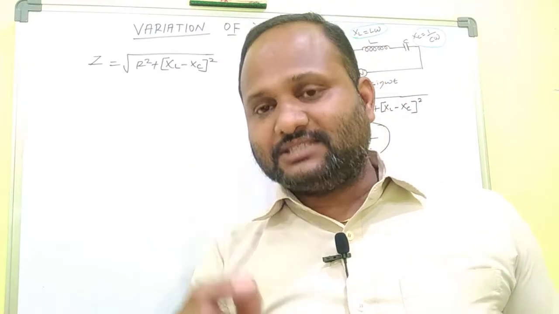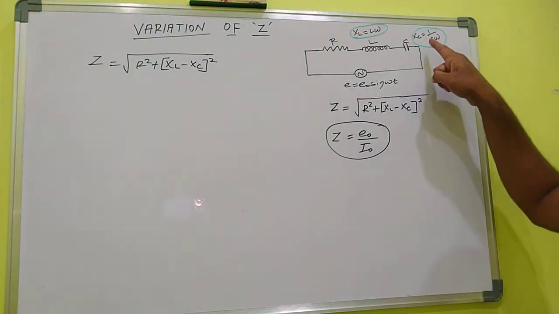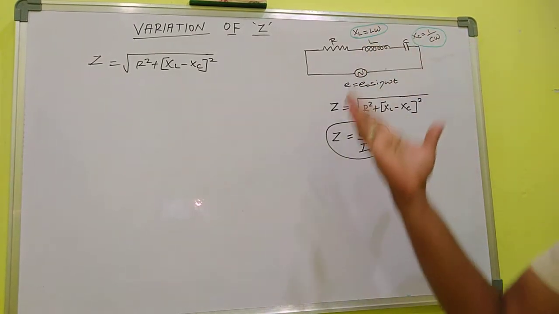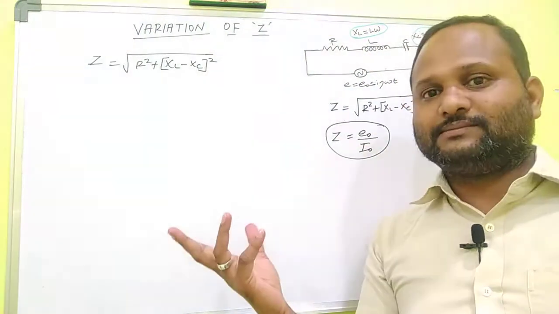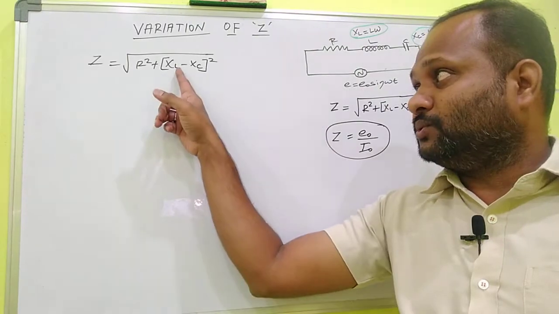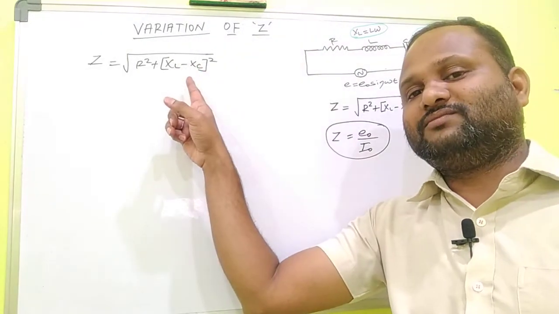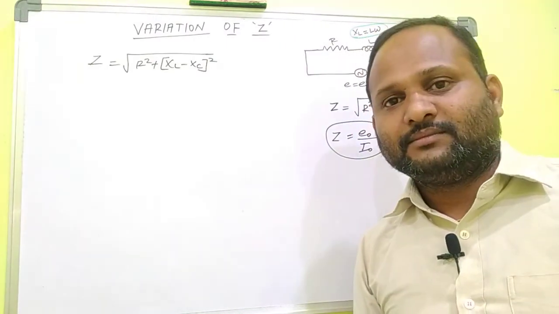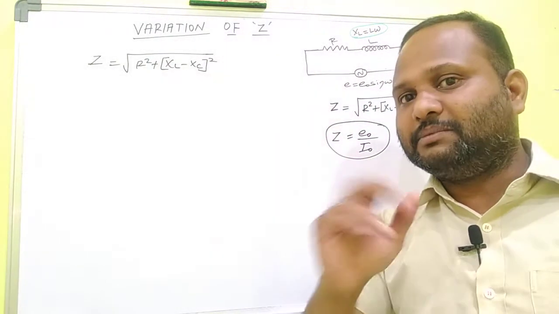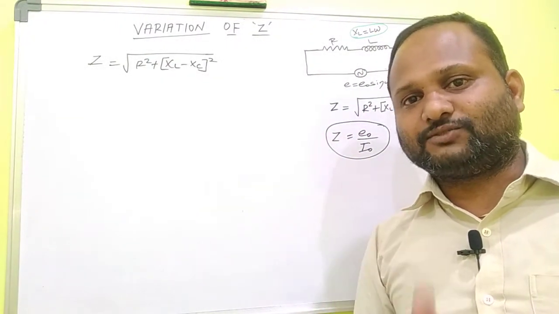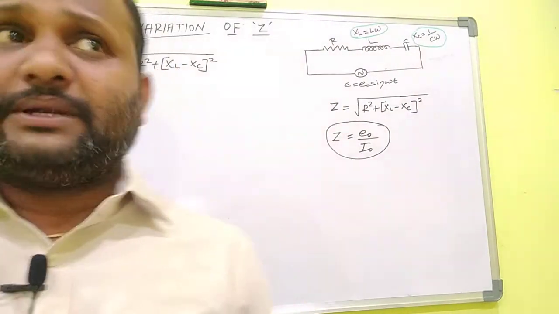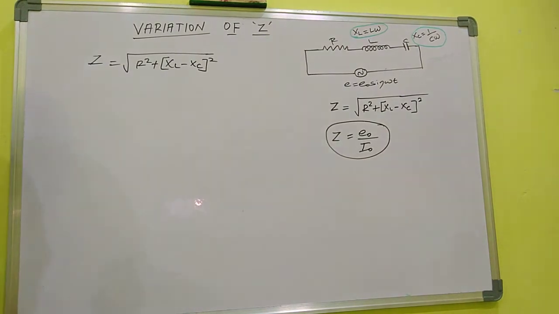So we can change the angular frequency. If we can change the angular frequency, then the capacitive reactance as well as inductive reactance can change. So these two are variables. We can change them in terms of angular frequency, but the resistance cannot be changed. It is fixed. Okay.